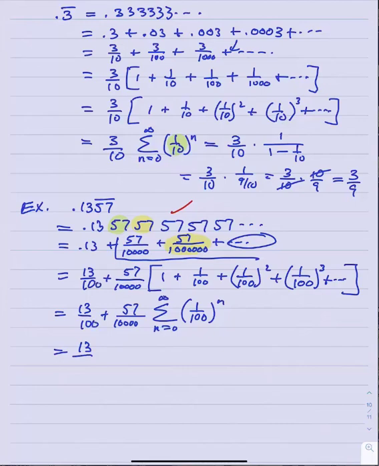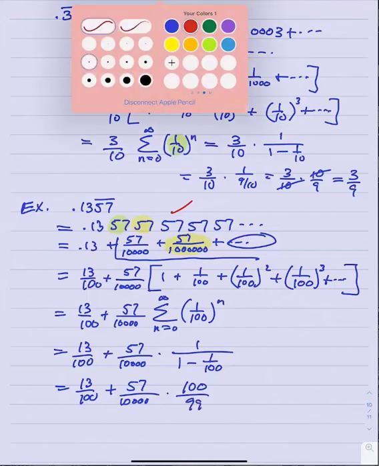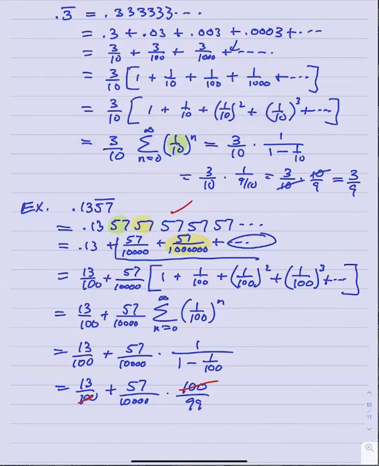13, and this should be 13 over 100 up here, plus 57 over 10,000 times, well, I don't really need brackets there, because what's it going to be? It should be 1 over 1 minus r. So this would be 13 over 100 plus 57 over 10,000 times 1 over 99 over 100, which would be 100 over 99. Obviously, I can cancel out this 100 with two of these zeros, which means I end up with 13 over 100 plus 57 over 9900.